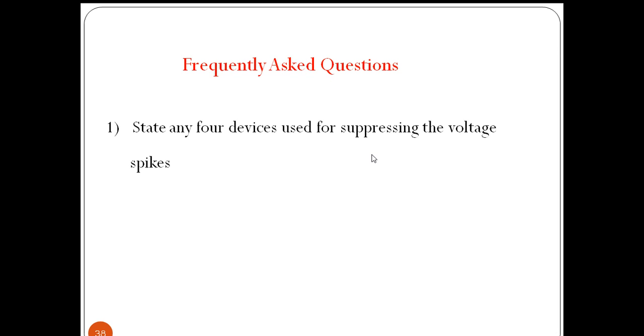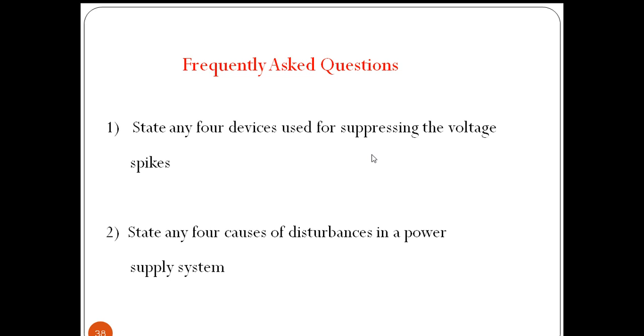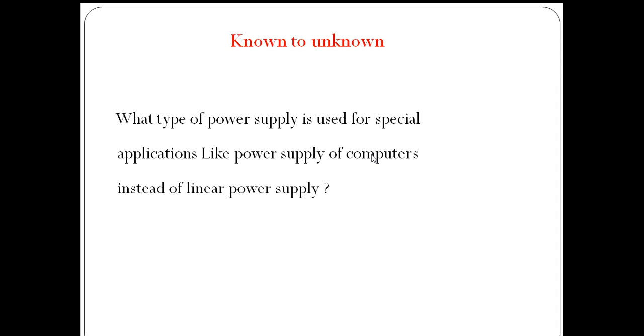And on this topic, they frequently ask: state any four devices used for suppressing the voltage spikes. So please write these questions as an assignment, one time. State any four causes of disturbance in power supply systems. You have to mention the causes we have just discussed, and the devices used to suppress the spikes existing in the power supply.